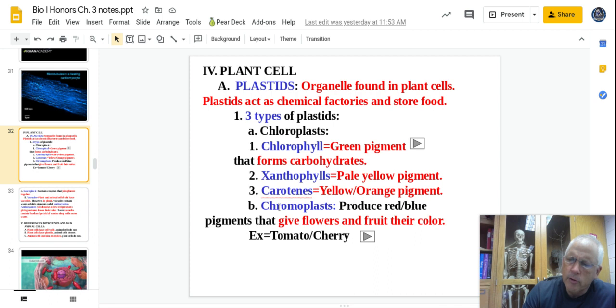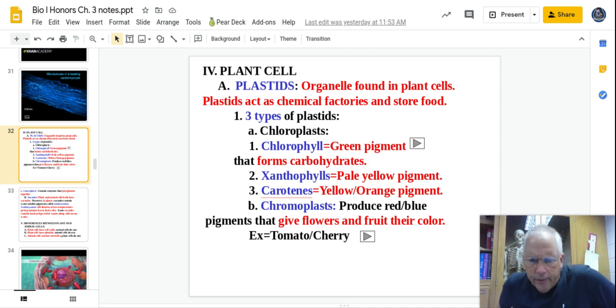Okay. Another type is chromoplast. Chromoplasts are your reds and blues. They give flowers and fruit their color. A little botany lesson: why are fruits, tomatoes, cherries, apples, why are flowers so beautiful and pretty and have lots of color to them? It's got to do with chromoplast.